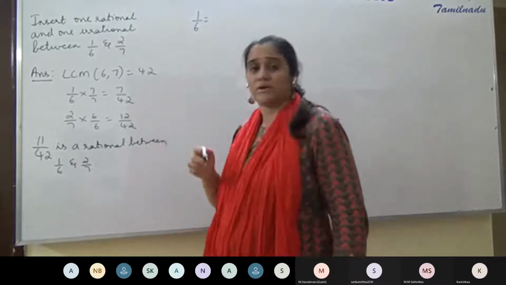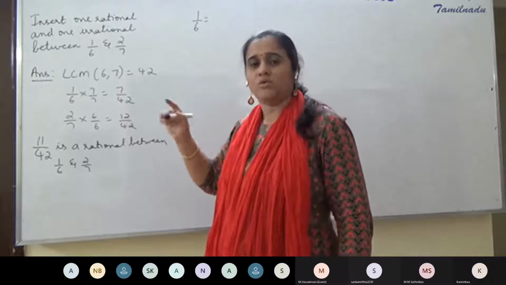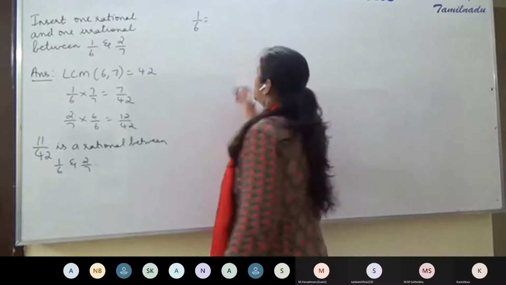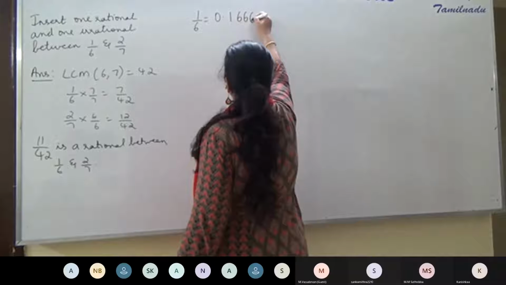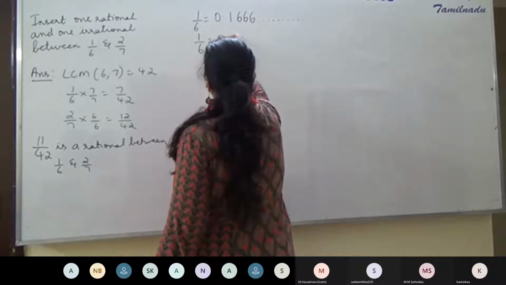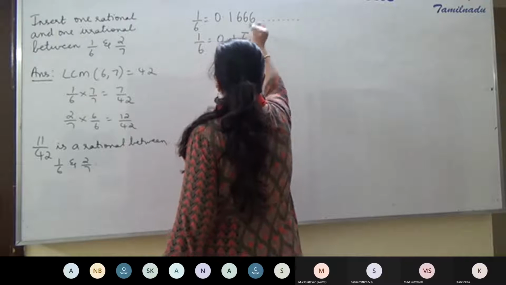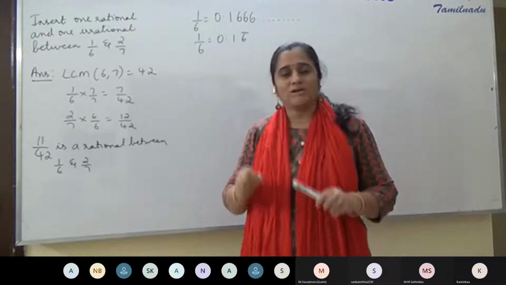If you're not able to work out 1 by 6, you need to try it yourself. We will not do the division here. How to divide 1 by 6? You should know. Try it. 0.1666 going on forever. So 1 by 6 is equal to 0.16 recurring, 6 recurring.